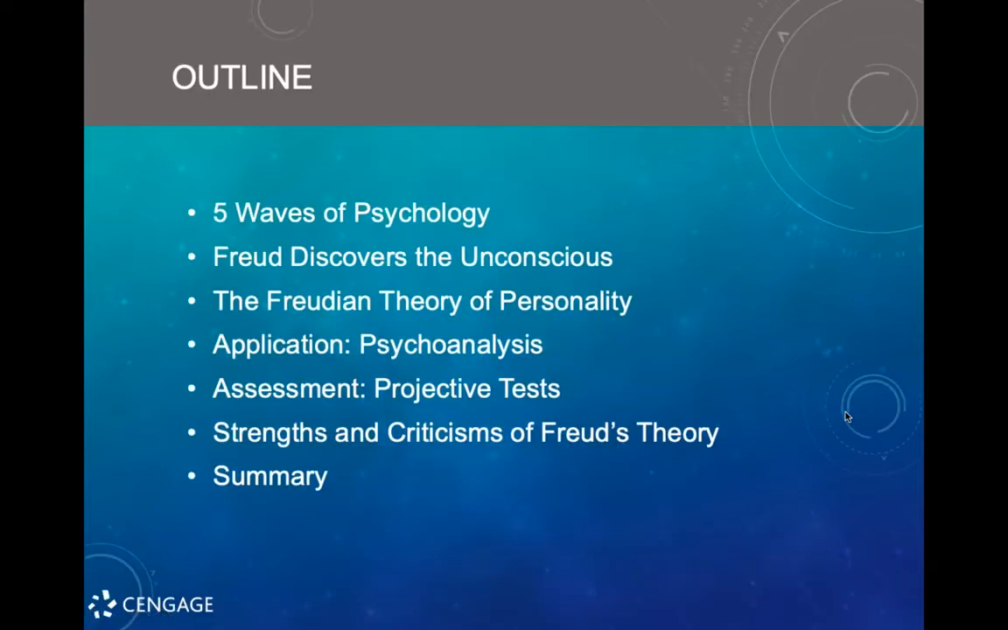So the outline for today's presentation is we will start by introducing the 5 waves of psychology. We'll look at Freud's discovery of the unconscious, the Freudian theory of personality, the different theories that Freud proposed and published, and we'll look at the application value of psychoanalysis as well as some of the assessments that came out of this school of thought. And last but not the least, we'll look at both the pros and the cons of Freud's theory and summarize them at the end.